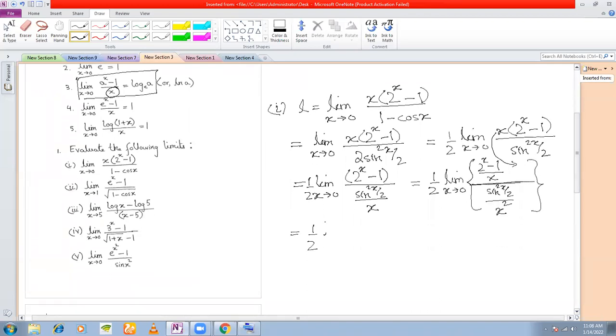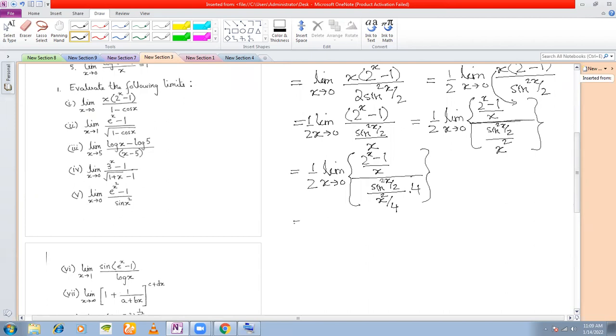Half limit x tends to 0, you have 2 to the power of x minus 1 by x. And here in the denominator, because I want to bring it to the form sine x by x, what is missing here in the denominator? Sir, 4. Yes, 4. So you multiply this by 4. So half.